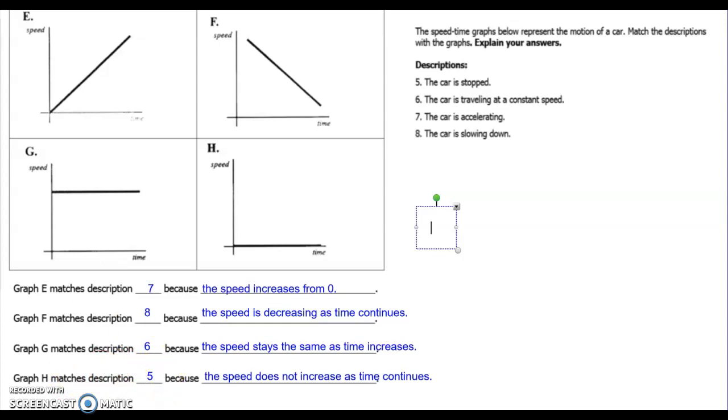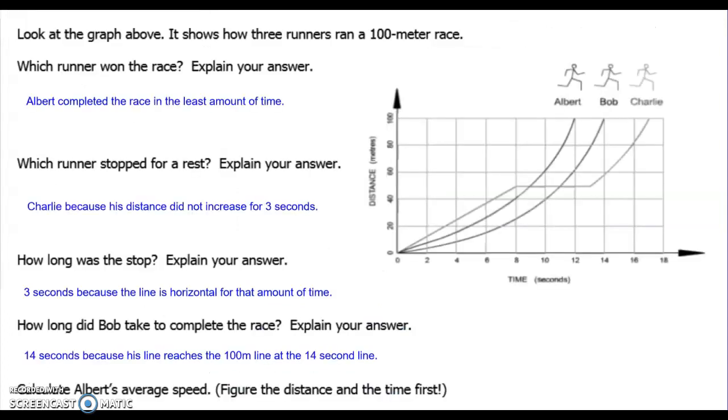Now on to packet page 42. I moved the graph right over here so that we could see it while we talked about the questions. It shows the 3 runners and they ran a 100-meter race. We see that this is showing the meters and this is showing the seconds. It says which runner won the race. We see that all 3 finished the race, but which one won the race? We see that with this time, the one that made it in the least amount of time was Albert.